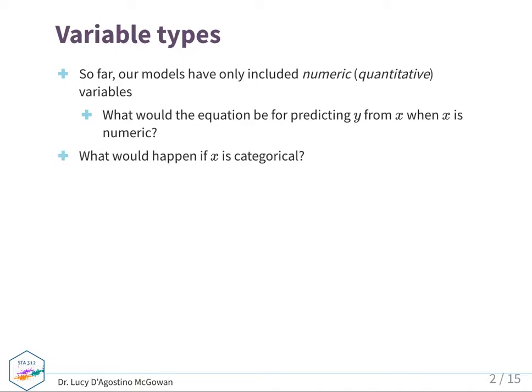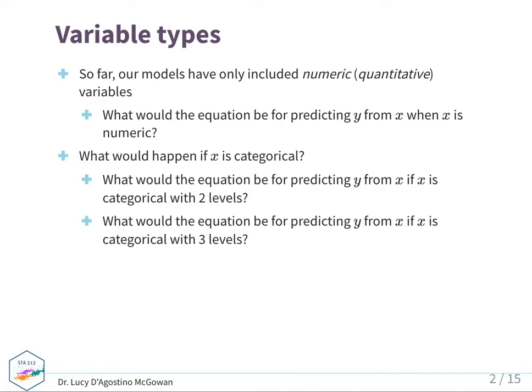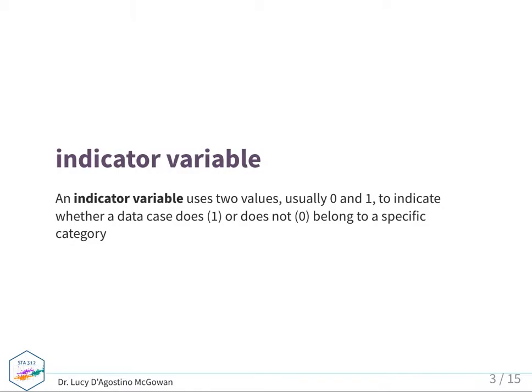But what happens now if x is categorical? What would the equation be, for example, to predict y from x if x is a category with 2 levels? So if it's something like a binary variable. Or what would it be if x was categorical with 3 different levels? And so this is where indicator variables come into play.